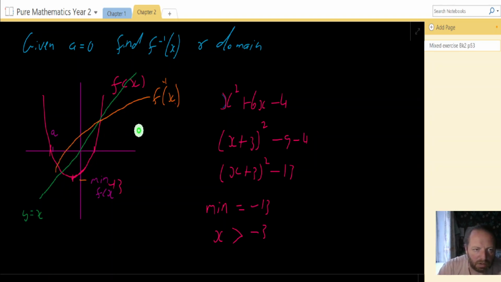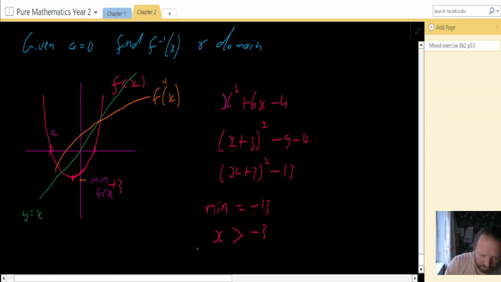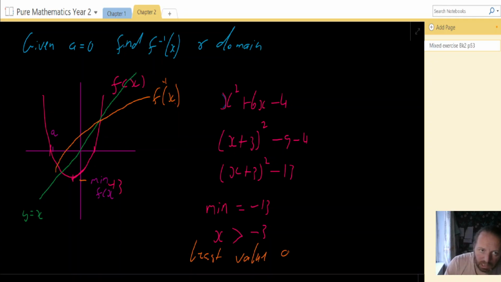Okay, and so f is a one-to-one function after that point. So the least value of a is a equals minus 3. Right then, now they want to say that a is equal to 0.